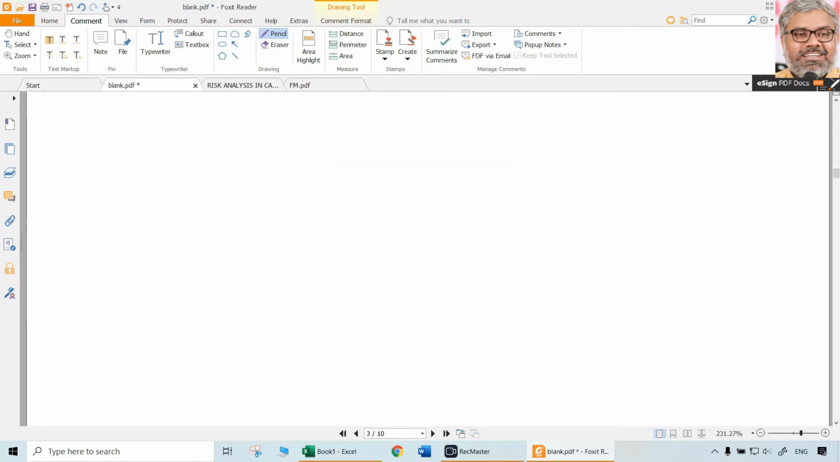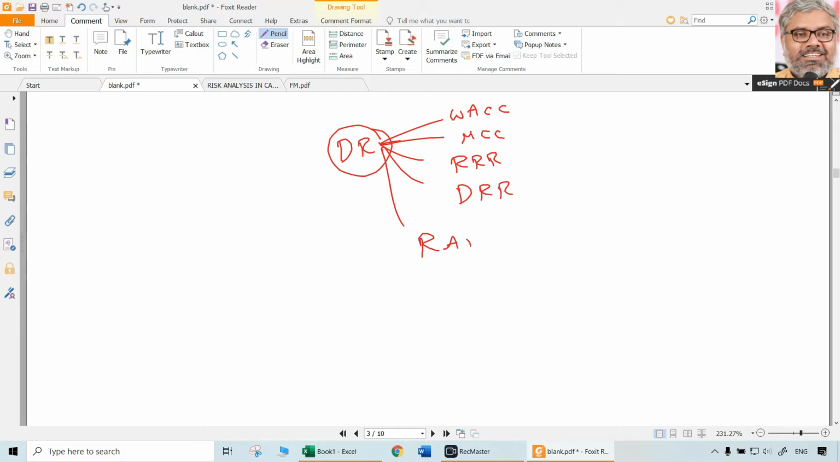We talk about discount rate. What is this discount rate at which we are discounting all the cash flows? It could be anything. Basically, it could be weighted average cost of capital, marginal cost of capital, required rate of return, sometimes called desired rate of return, sometimes called, now we can get into risk adjusted rate of return or risk adjusted discount rate.